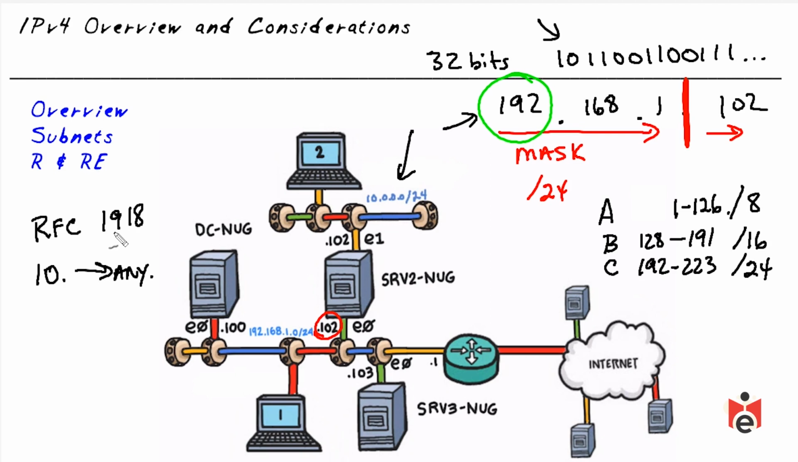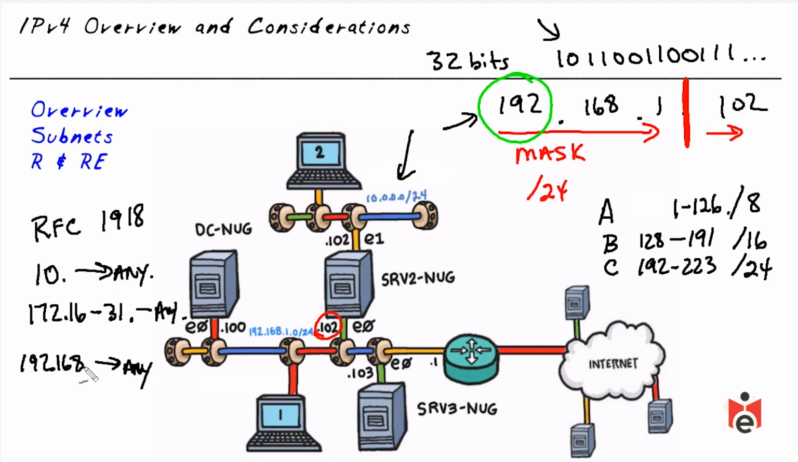And in RFC 1918, for a class B address, there's a 172.16 through 31 dot anything. And for class C, there's a 192.168 dot anything. And that's the RFC 1918 private address space in the class C range.